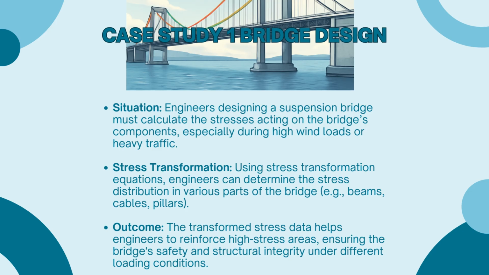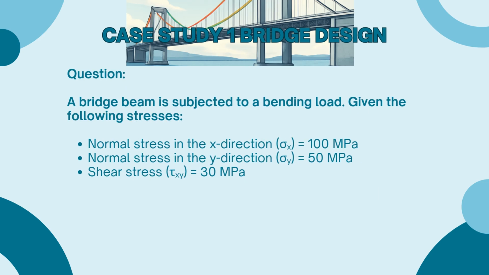In this case, engineers are designing a suspension bridge and need to calculate the stresses acting on various components of the bridge, especially during high wind loads or heavy traffic. Stress transformation: by using stress transformation equations, engineers can calculate how the stresses are distributed across different parts of the bridge, including beams, cables, and pillars. Outcome: this transformed stress data helps engineers identify high stress areas, allowing them to reinforce those areas, thereby ensuring the bridge's safety and structural integrity under different loading conditions.